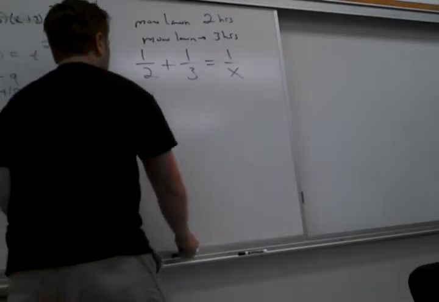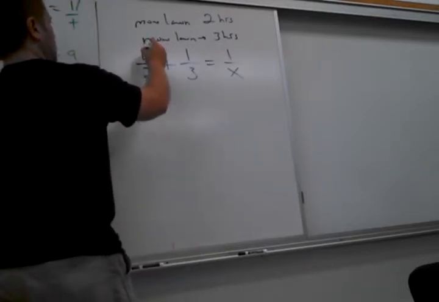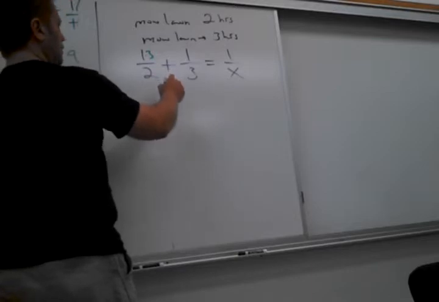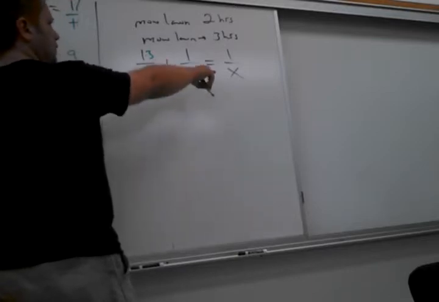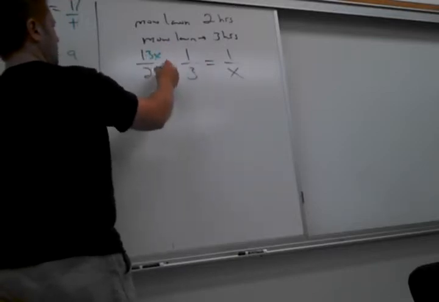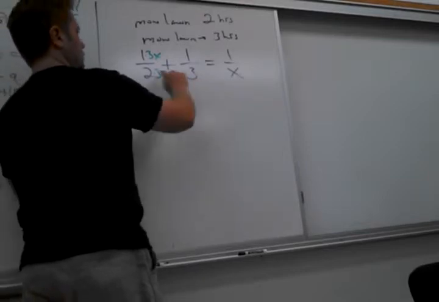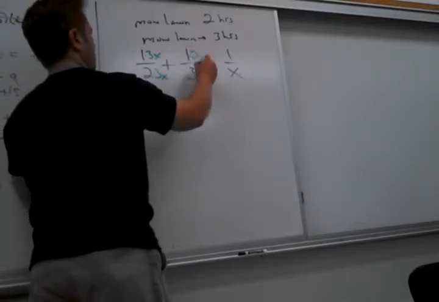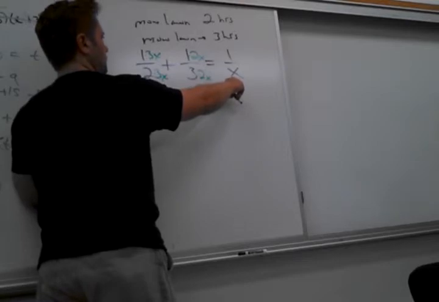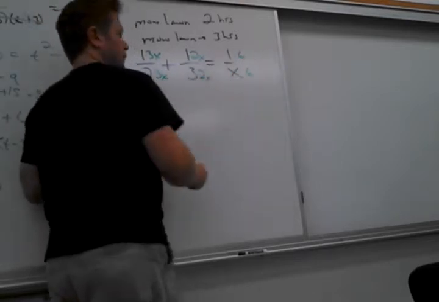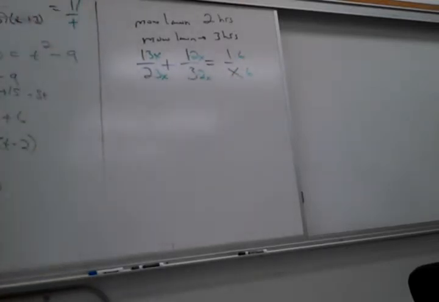Cool. So what does the first one need? 3. He needs a 3. The next one has a 2, so he needs a 3x. And the x one needs a 2. And he needs 6, 3 times 2. I like it. So now they all have 6x.